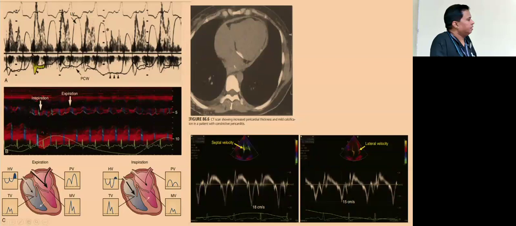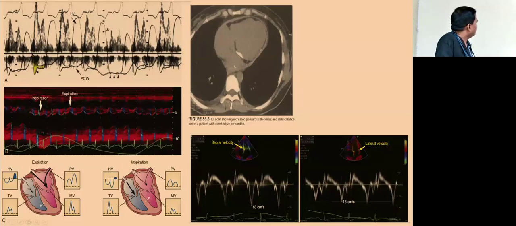this is the hemodynamic tracing in the cath lab. Here this one is the left ventricle LV pressure, and this is the pulmonary capillary wedge pressure. Pulmonary capillary wedge pressure, as you know, reflects LA pressure. And this is constrictive pericarditis. The term respirophasic is very important. So there is a respirophasic variation, that is during inspiration and expiration. There is a variation which happens in constrictive pericarditis, unlike in restrictive cardiomyopathy.